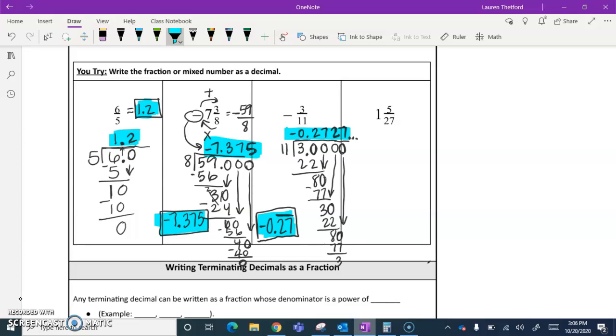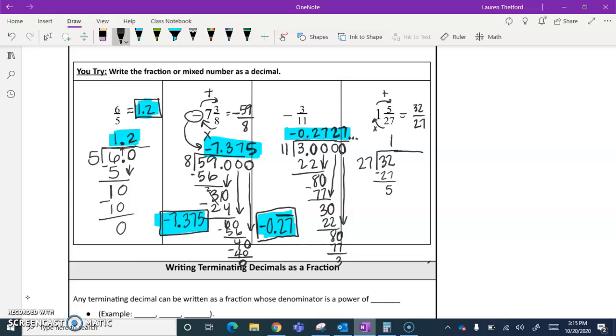All right. And then last one, we are going to do 27 times 1 and then add 5. So 27 plus 5 gives me 32 over 27. And so now I am going to put the 32 on the inside, and then the 27 goes on the outside. 27 goes into 32 one time. I'm going to extend this because I already have a feeling we're going to go over. 1 times 27 is 27. Subtract those, and I get 5.